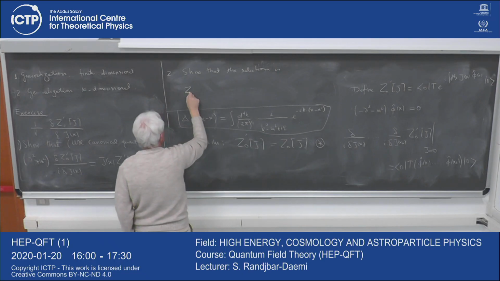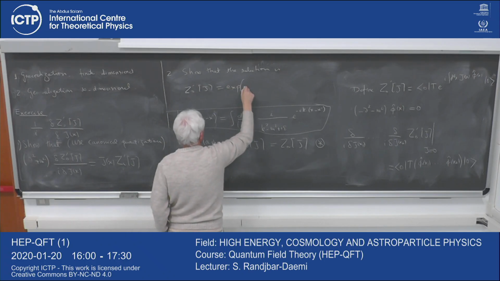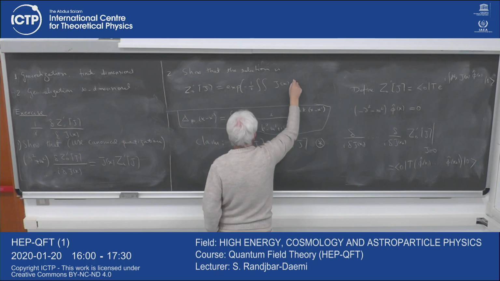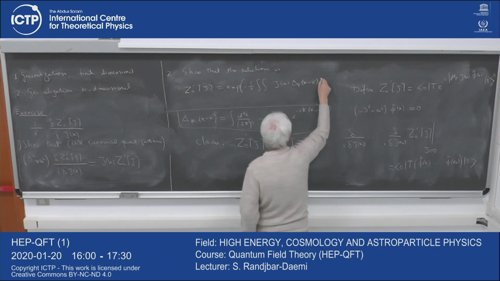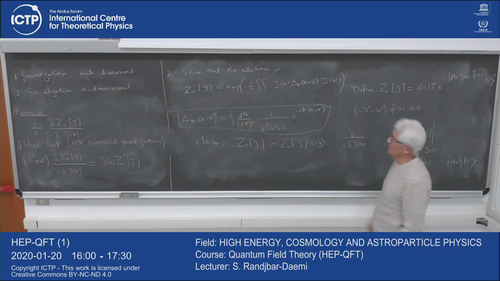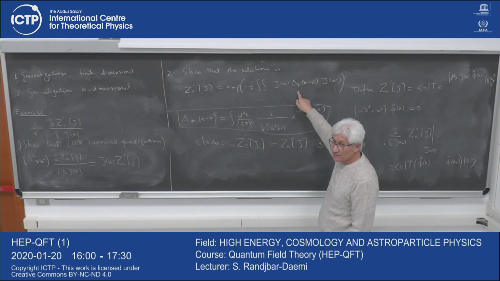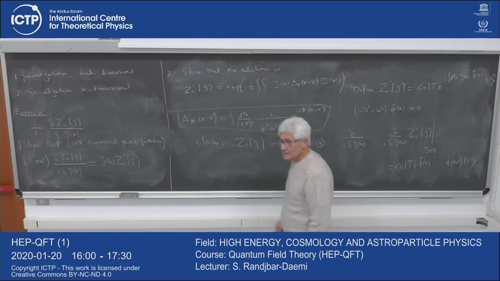is Z prime 0 of J, the exponential of minus 1/2 integral of J of x, delta Feynman of x minus x prime, times J of x prime. Okay? That means you are asked to show that the correct Green's function to use is in fact the Feynman Green's function, not the retarded or advanced Green's function, for example. Okay? Is the exercise clear?